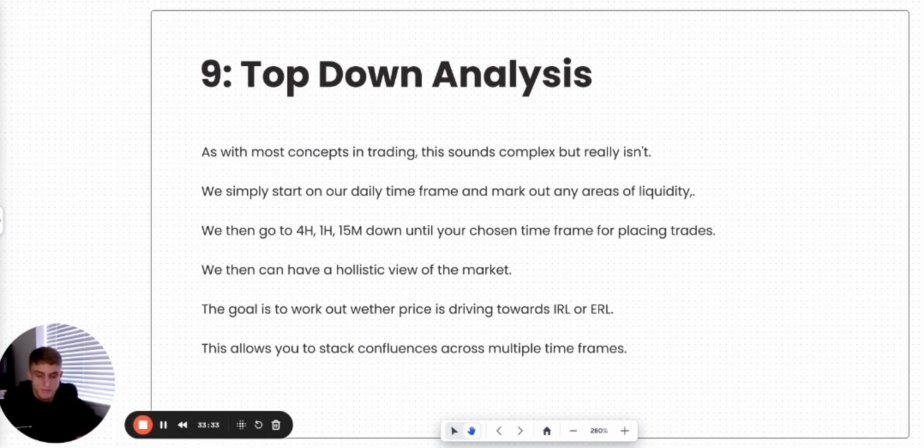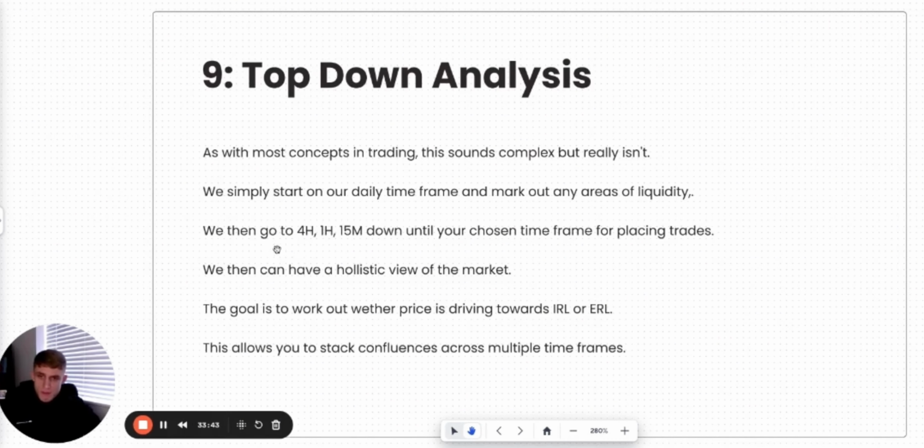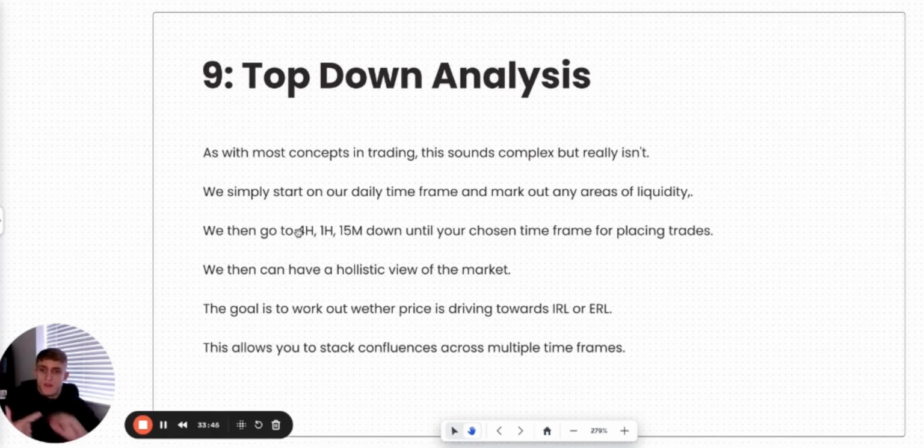of whatever you choose. If you trade in the 5-minute time frame, by the time you get down there, you've done a daily, you've done a 4 hour, you've done a 1 hour, you've done 15 minutes. You've already done analysis on 4 time frames, so you know where all the liquidity is. So you can see, for example, if price has just hit an old low, price is so likely to go to an IRL as it's just hit an ERL.